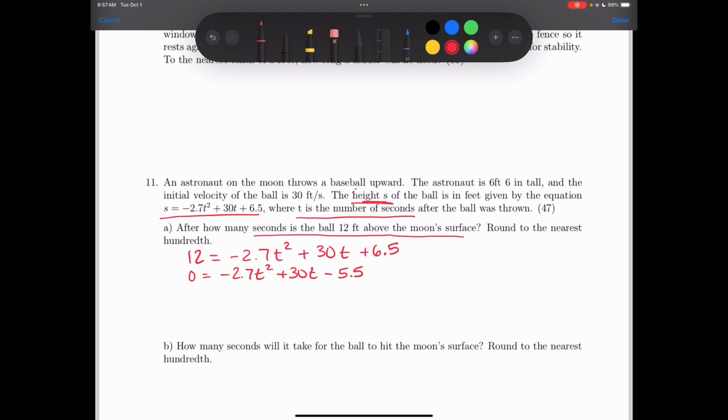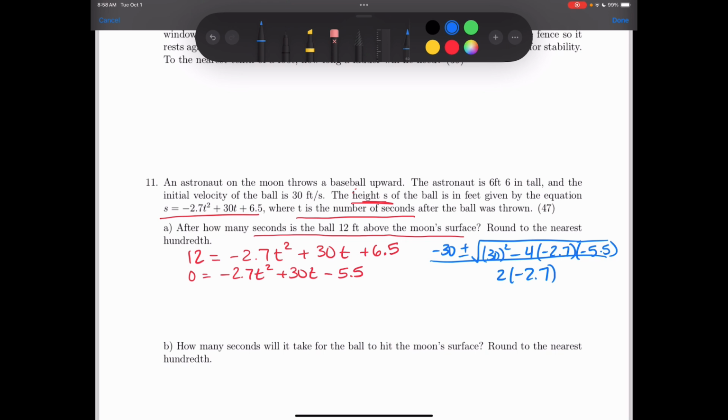So, plug this in. Negative b, so negative 30, plus or minus the square root of b squared, so 30 squared, minus 4 times a, which is negative 2.7, times c, which is negative 5.5. Notice all the signs go with it. All over 2 times a, which is negative 2.7.